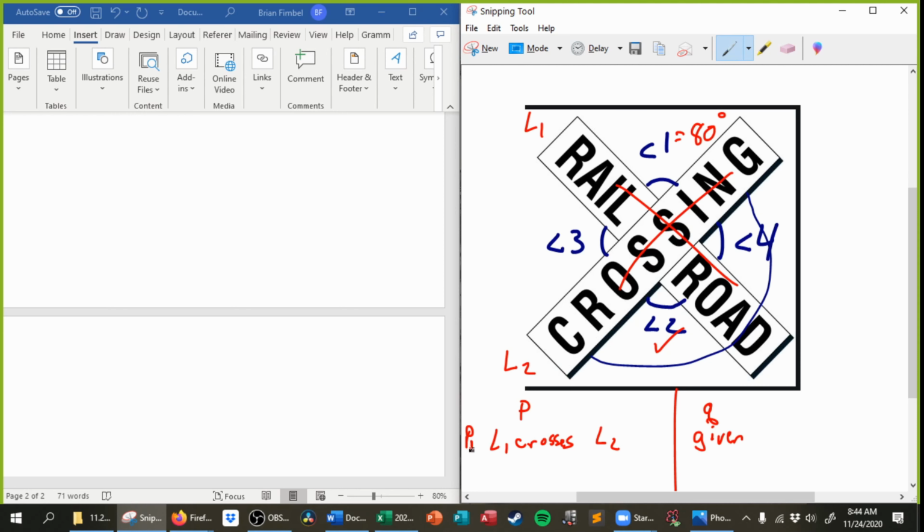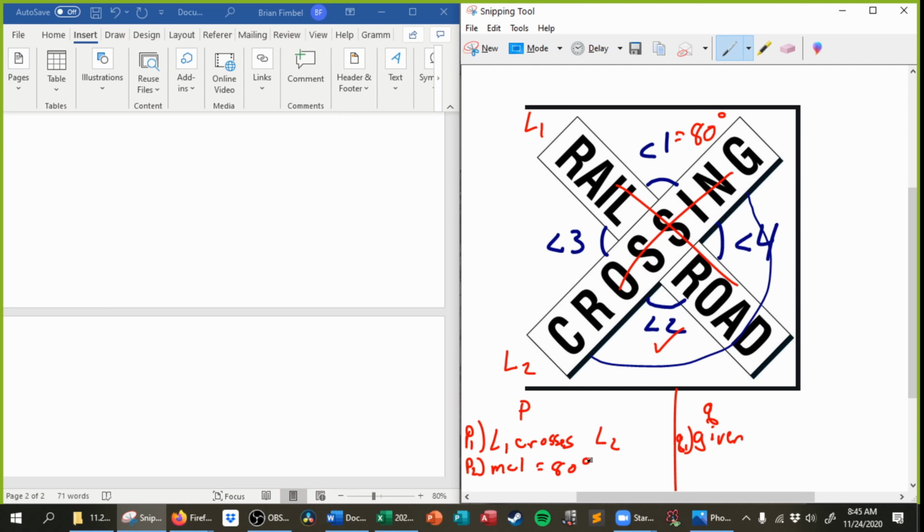This is called P1. That's my first hypothesis. This will be Q1. That's my first conclusion. Next, I'm going to say that the measure of angle 1 is 80 degrees. No, this will only be on your 2-column proof. I'm going to turn what I'm writing over into a 2-column proof formally.